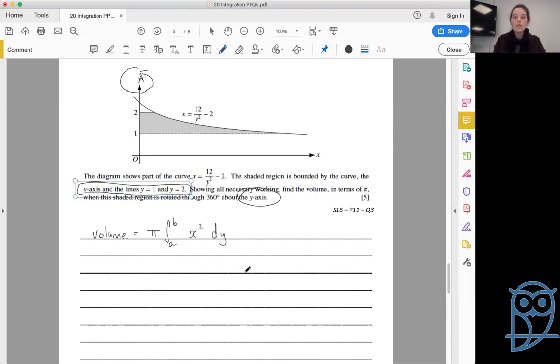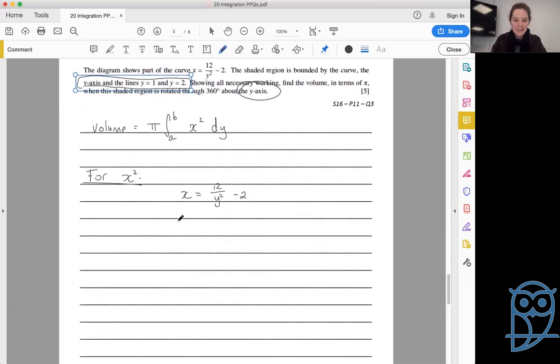So then we can work through what do we have and what do we still need to figure out. Pi is pi, is not going to change. A and B are our limits, and there they are, 1 and 2. They're given to us. X squared, we do not have. So x squared is the one we're going to have to figure out, dy. So we start out with, for x squared, we know that x equals 12 over y squared minus 2.